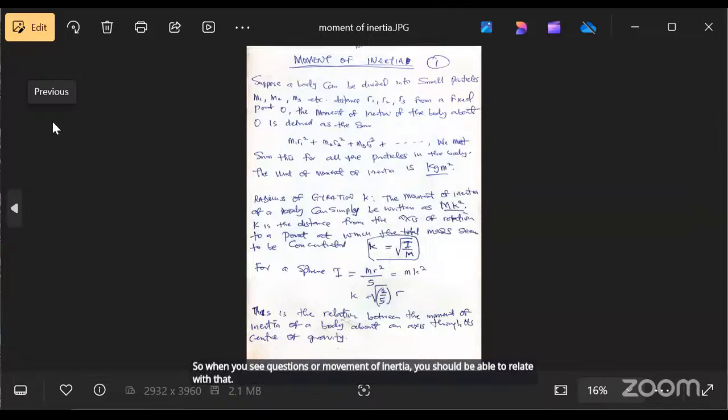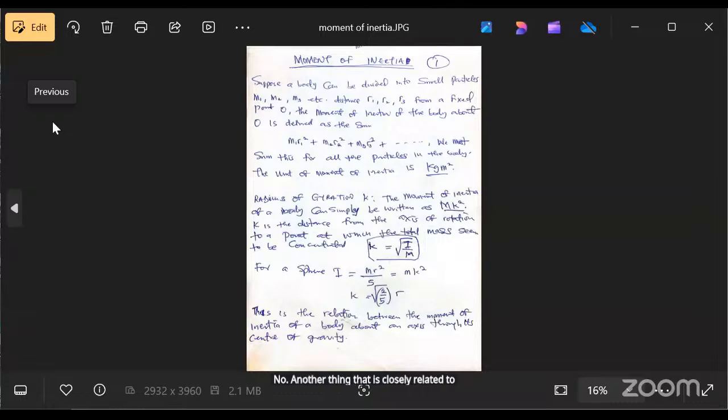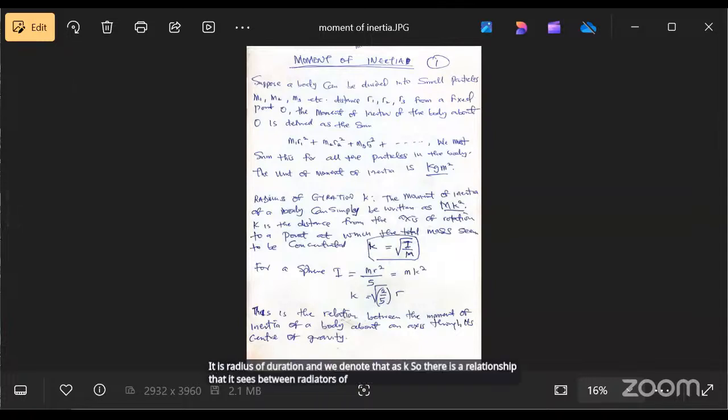Now, another thing that is closely related to moment of inertia is radius of gyration. It is radius of gyration, and we denote that as K. So there is a relationship that exists between radius of gyration and moment of inertia, and we are going to try and establish the relationship from definition. Then you can see how they relate together. So, what is radius of gyration? How do we relate it to moment of inertia?